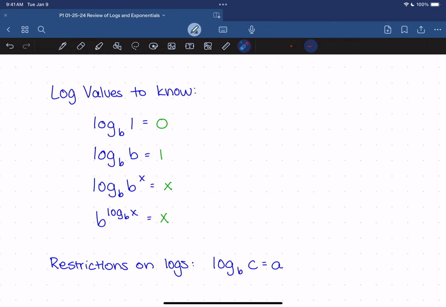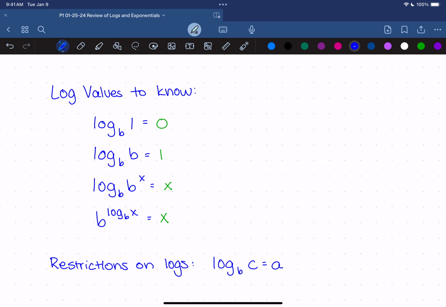The reason for that is logs and exponentials are inverses of each other. They undo each other. So if your base of the log matches the base of the exponent, they cancel out and you're just left with x. And similarly, if your base of the exponent matches the base of the log, they undo each other, and you're just left with x. And because natural logs are just logs, these same rules will also work with natural logs.